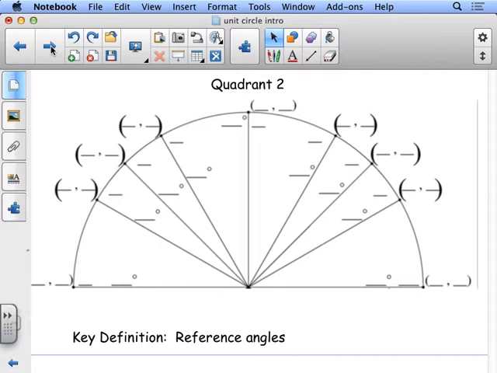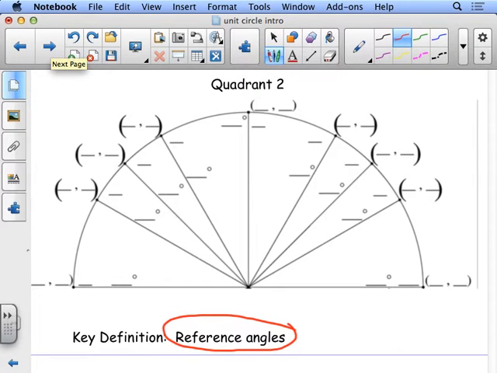Okay? Quadrant 1, we had all these shapes. Now, here's the first thing we need to talk about. A reference angle. Okay? Because we're going to talk about similar triangles. And let me draw the first one over here. If I did this one here, this is 30 degrees, pi over 6. Okay? And I drew this triangle.